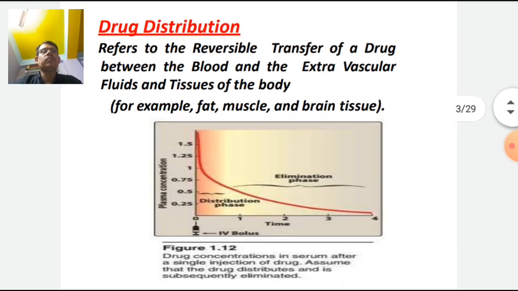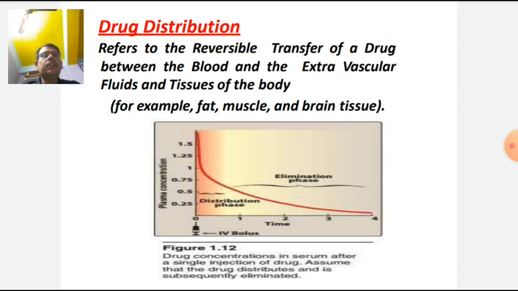Drug distribution refers to the reversible transfer of a drug between the blood and the extravascular fluid and the tissues of the body. That means the drug, after absorption, reaches the blood and then goes to the different tissues and organs. That is called drug distribution. This can be explained very easily by plasma concentration versus blood volume.